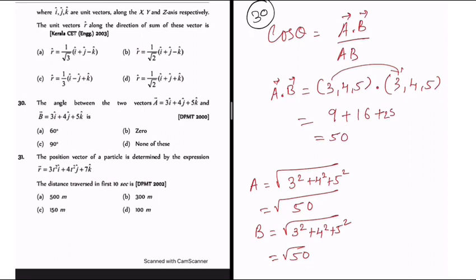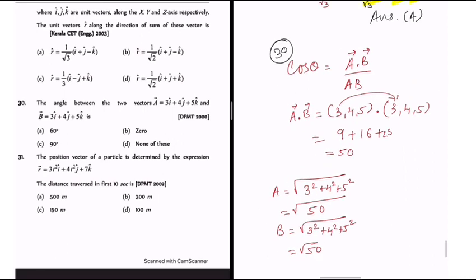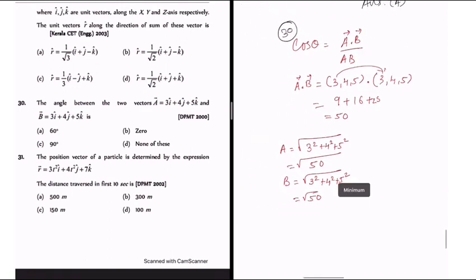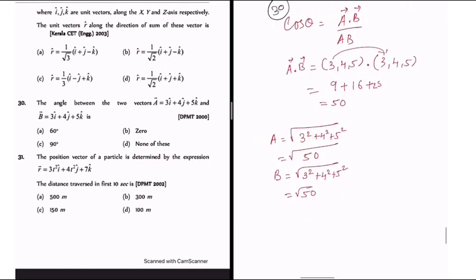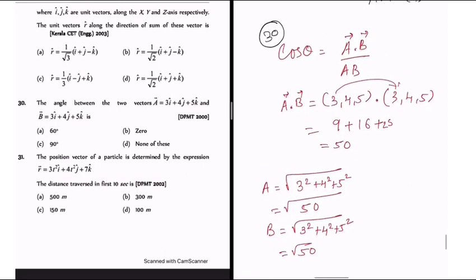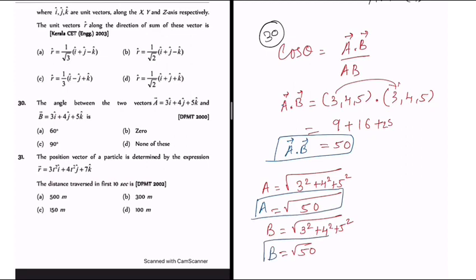Now you just need to substitute these values. Okay, we just have to substitute these values in cos theta. Let's do it directly here. Whose value is this? This is A dot B, A dot B, this value, and A and B, this is A, this is B. Here 50 upon root 50 root 50.